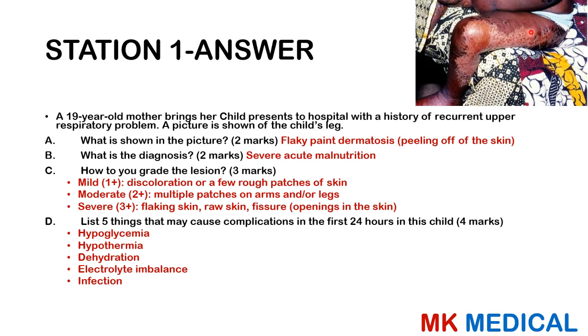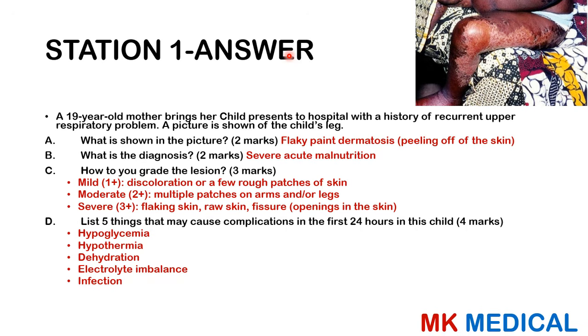So this is obviously what is referred to as flaky paint dermatosis, where the skin is peeling off. We can see that there's peeling off of the skin on the left leg. So this is obviously going to be in the background of severe acute malnutrition. Most likely this child has severe acute malnutrition. Why do I say so? The age of the mother is quite young. A young mother may not necessarily know how to take care of the child. But I'm not saying all 19-year-old mothers do not know how to take care of their children. There also is a recurrent history of upper respiratory tract infections. So putting all that together, this child most likely has severe acute malnutrition.